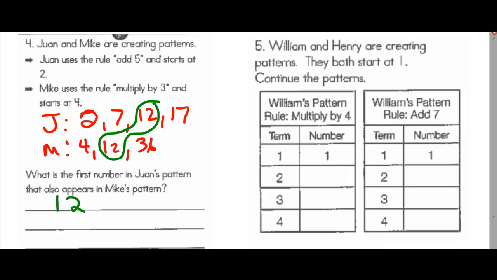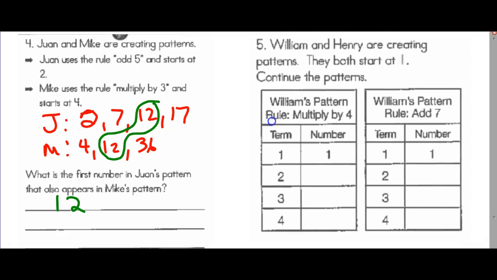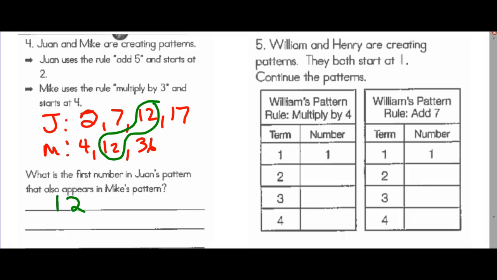Okay, question 5. William and Henry are creating patterns. They both start at 1. Continue the pattern. William's pattern says that his rule is multiply by 4. So his first number is 1. If he's going to multiply by 4, then his second number is 4. And then if he continues multiplying by 4, it's 16 and then 64. Henry's pattern is different. His pattern is to add 7. So his first number is 1. Add 7 to that, it's 8. Add 7 more, it's 15. And then add 7 more, we end up with 22.